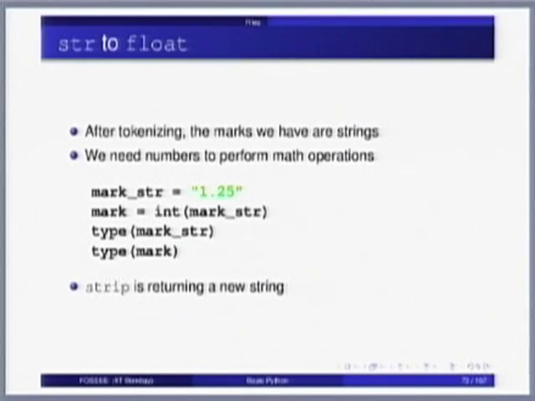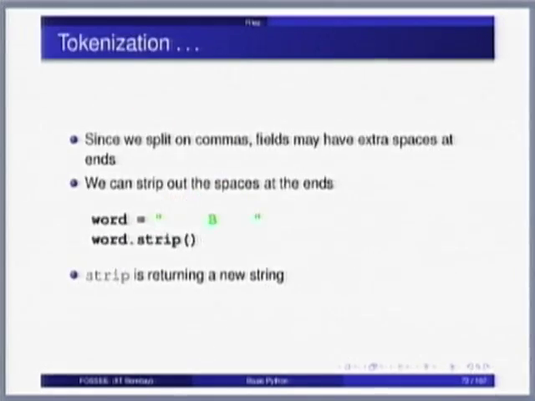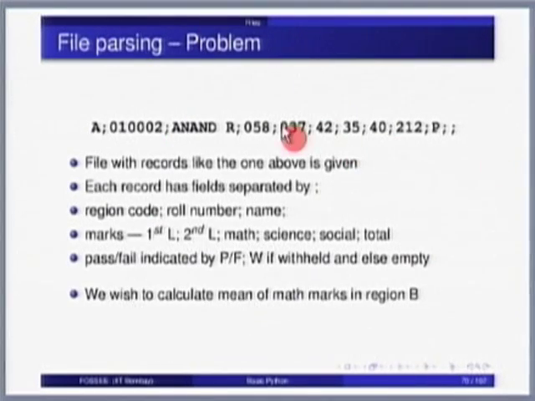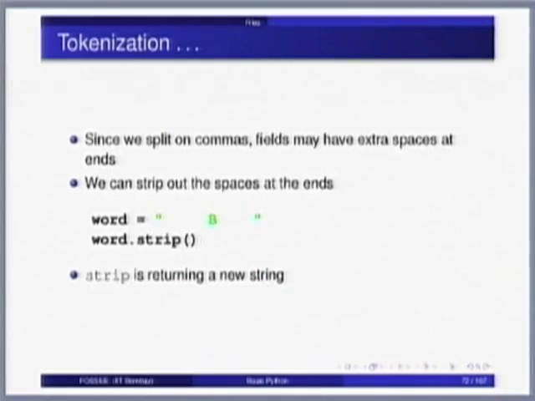What we need to do next is, we need to convert our strings to numbers. The math mark is a string. Okay? So, if I have mark str is 1.25, mark is int of mark str, sorry, float of mark str should work. 1.25 int is not going to work. So, you will have to make it into a floating point. In this case, all the marks are integers. So, if you look at this, these are all integers. So, int will work.